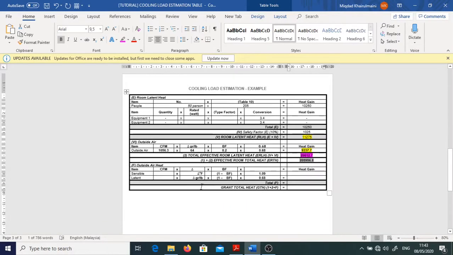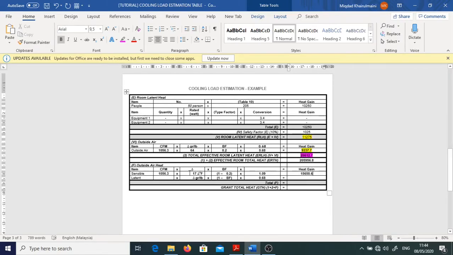And finally, for outside air heat, sensible and latent, CFM is the same, 1,056.3. For delta Fahrenheit, our temperature, we have used 17. So 17 times our 1 minus bypass factor. The bypass factor was 0.2. Times 1.09, our conversion factor. So we can get the answer here, 15,658.6.